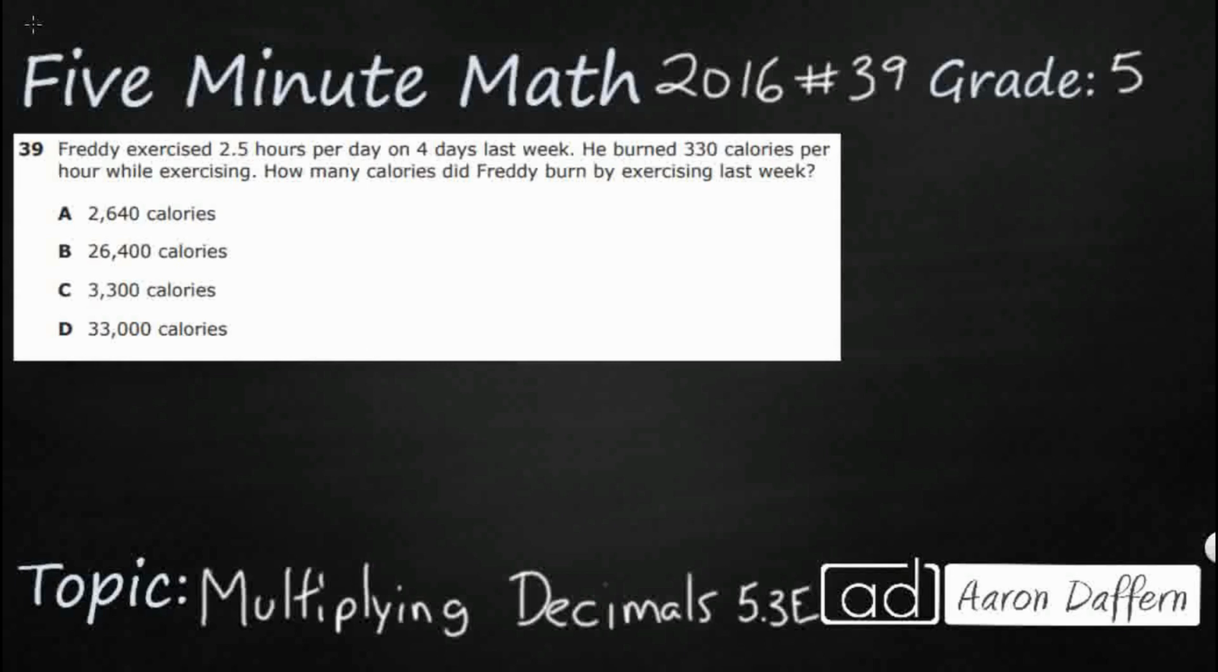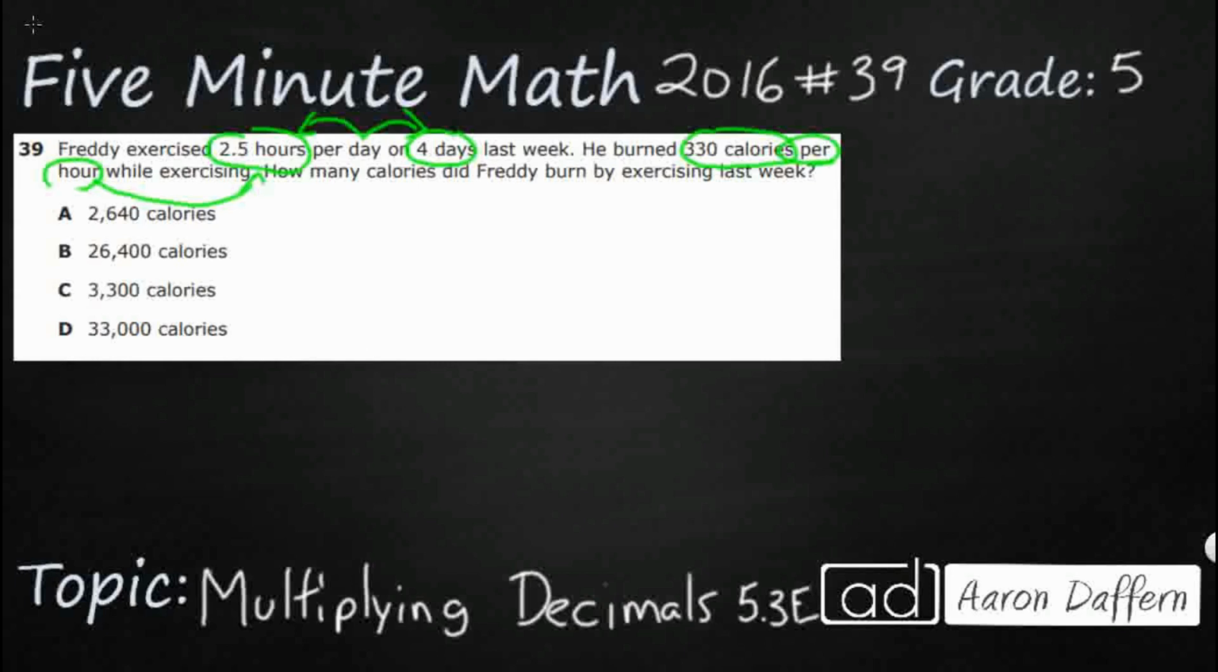So Freddie is exercising 2.5 hours a day for 4 days, and he burned 330 calories per hour. So that's 3 different numbers there. We've got 2.5 hours, 4 days, 330 calories. But we see that the hours are per day, so that connects it right there. And then the calories here are per hour, so that connects that back to here. So let's see if we can draw a picture of this.